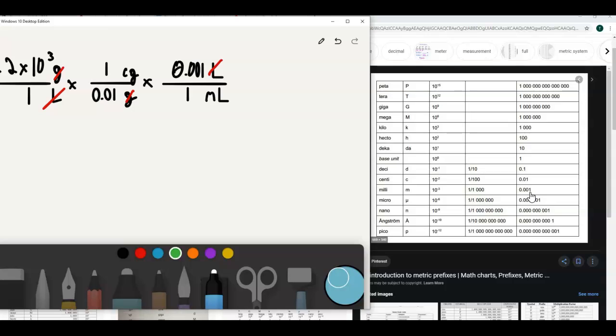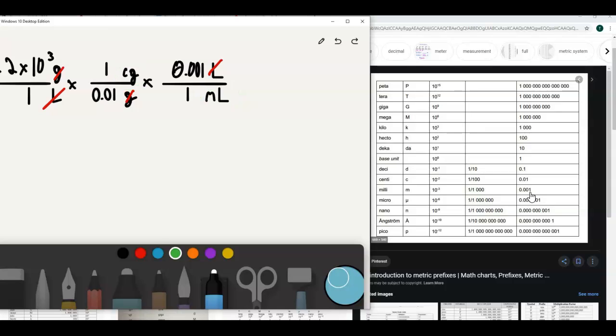And let's look at the two units of measurement I'm left with. I've got centigrams in the numerator and milliliters in the denominator. So whatever numerical answer I get, I know it's going to be expressed in centigrams per milliliter. And that's great because that's what I'm looking for.